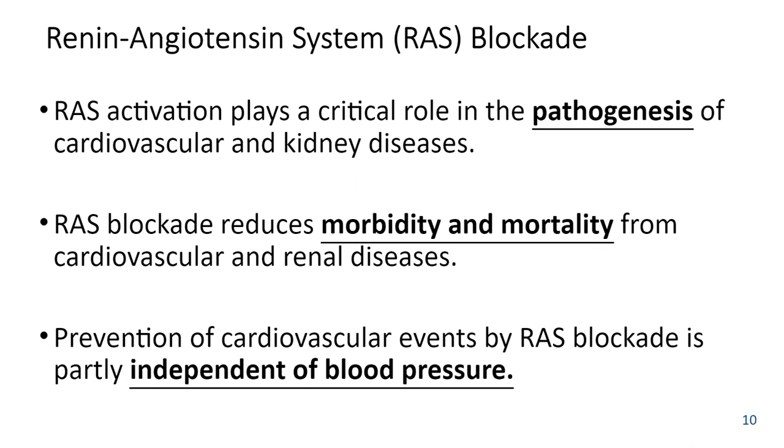As we know, activation of this system is critical in the pathogenesis of both cardiovascular and kidney disease, both linked by high blood pressure. Blockade of this system reduces morbidity and mortality. And we also know that prevention of cardiovascular events is partly independent of blood pressure. These are studies where you give patients 2 classes of drugs. One includes RAS inhibition, the other one includes other classes. And you see greater results in outcomes with a similar reduction in blood pressure with patients on RAS blockade.